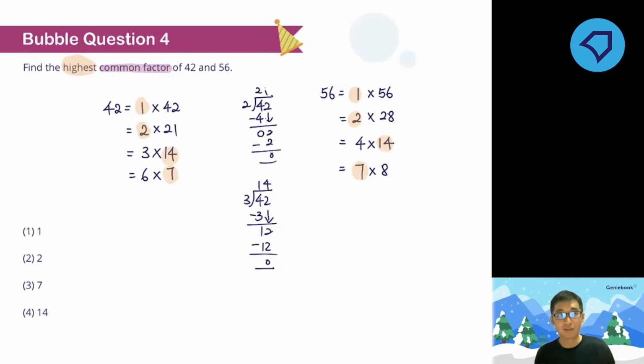But am I done? No, I'm not done. I need to find the highest. Take note. Which is the highest out of the 4: 1, 2, 14, and 7? Yeah, 14. 14 is the greatest out of these 4. So that's why the answer to this bubble question number 4 is number 4.